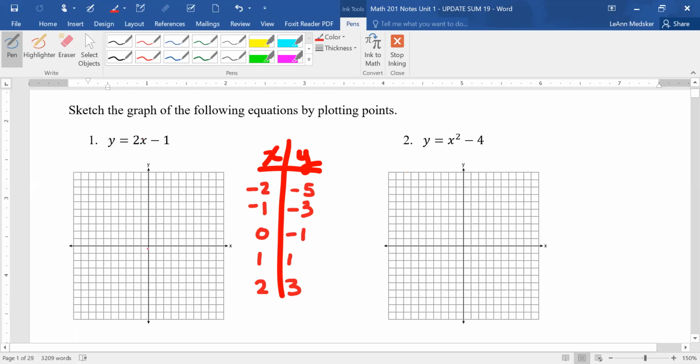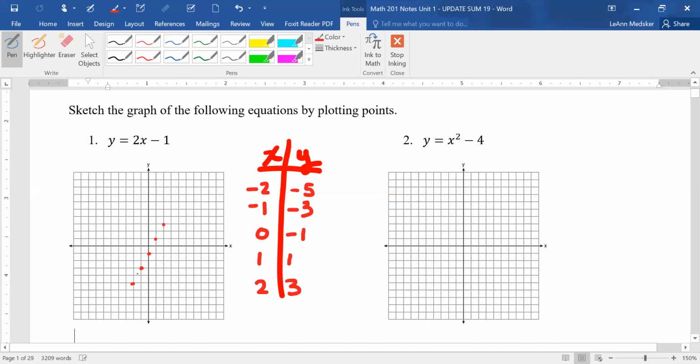So -2, -5. Remember, to plot points, you start at the origin, 0, 0. The first number tells you to go left or right, and the second number tells you to go up or down. So this is left 2, down 1, 2, 3, 4, 5. We'll put a dot there for the point. And then we have -1, -3. So left 1, down 1, 2, 3. And then 0, -1. So that's no left or right, but down 1. Right 1, up 1. And then right 2, up 3.